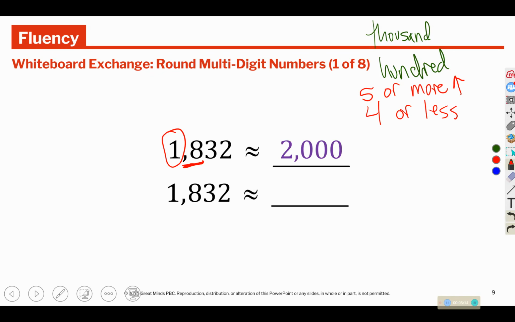Now we're going to round to the hundred. So we're looking at this place value. And to the right, the 3 falls into the 4 or less category. So we leave that 8 to rest and fill in the place values with zeros.